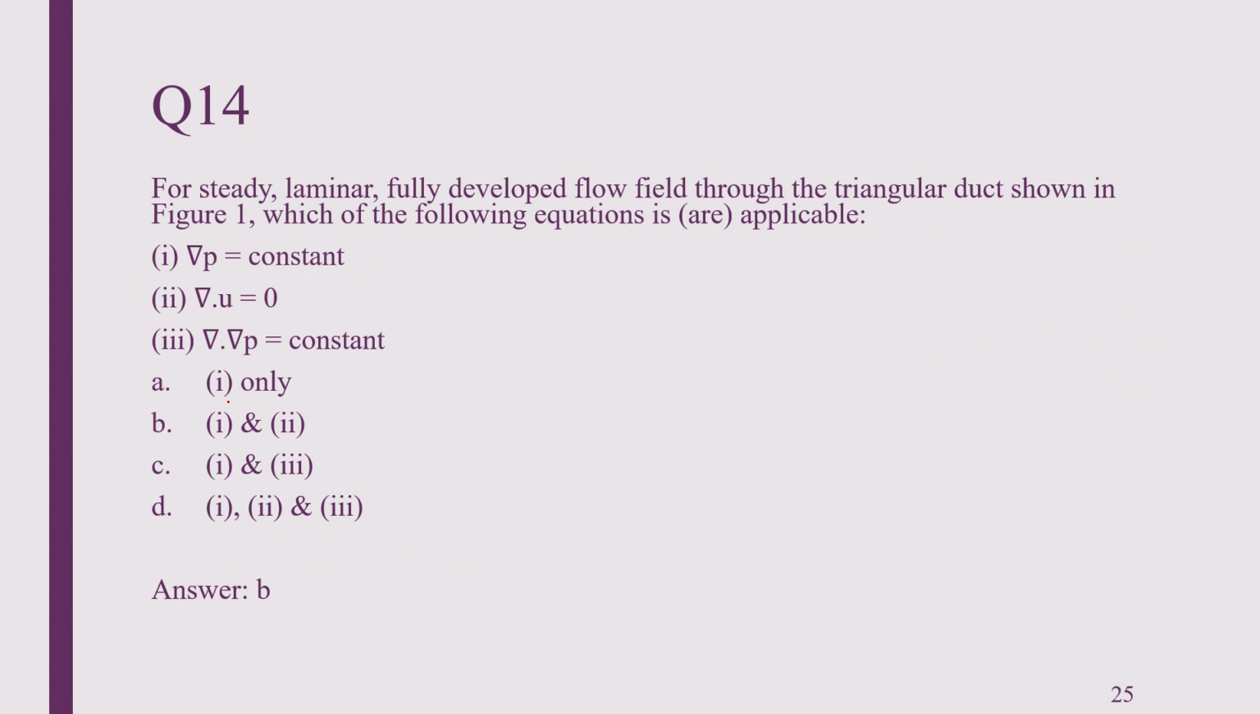I will go to question 14. In question 14, it is given that for a steady laminar fully developed flow field through a triangular duct shown in figure 1, which of the following equations is applicable? So, for a steady laminar fully developed flow through the triangular duct, which of the following equations is applicable? So u here is the velocity vector, which has components u, v and w as given in the initial one.